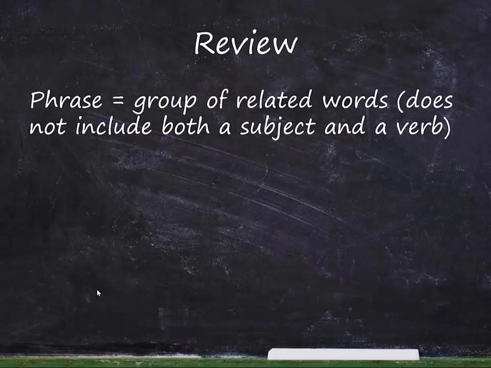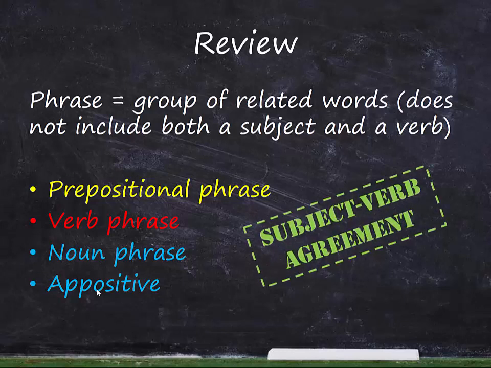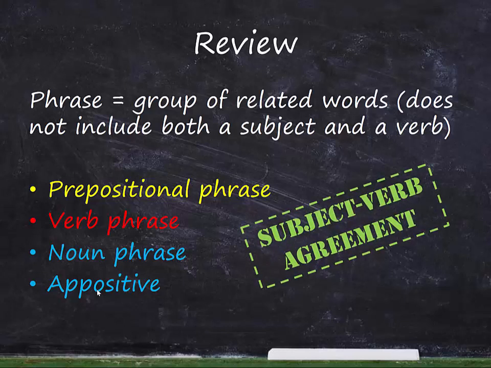Quick review. Remember, a phrase is a group of related words that doesn't include both a subject and a verb. We looked at 4 kinds of phrases: prepositional phrases, verb phrases, noun phrases, and appositives. It's helpful to be able to recognize these phrases if for no other reason than to be able to make your subjects and verbs agree when you write. Subject-verb agreement is a common writing error, not just among English language learners, but also among native speakers. But that's a topic for another video.